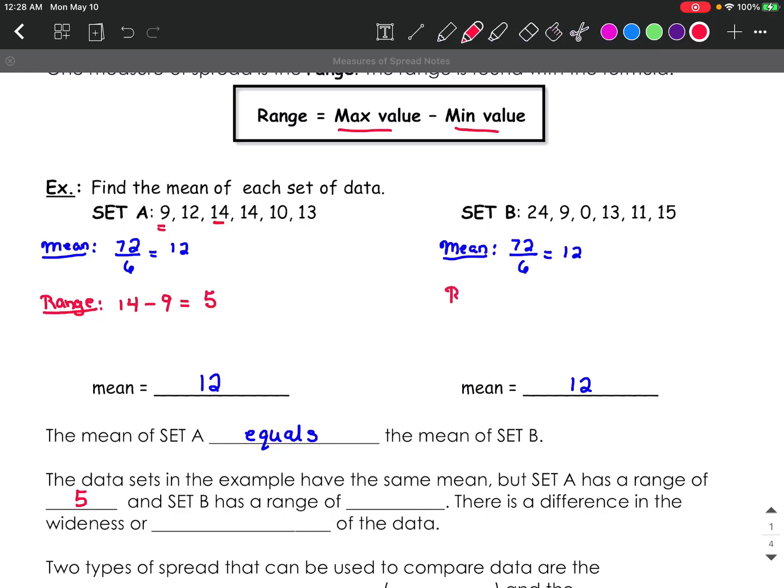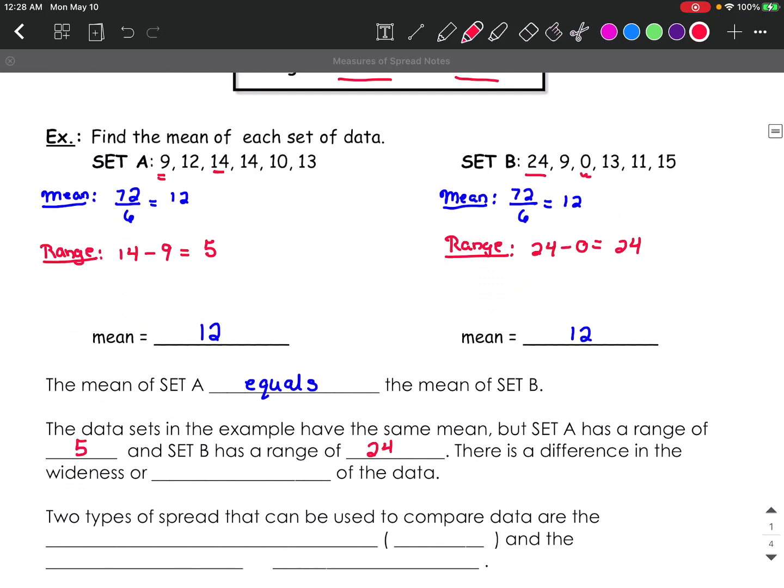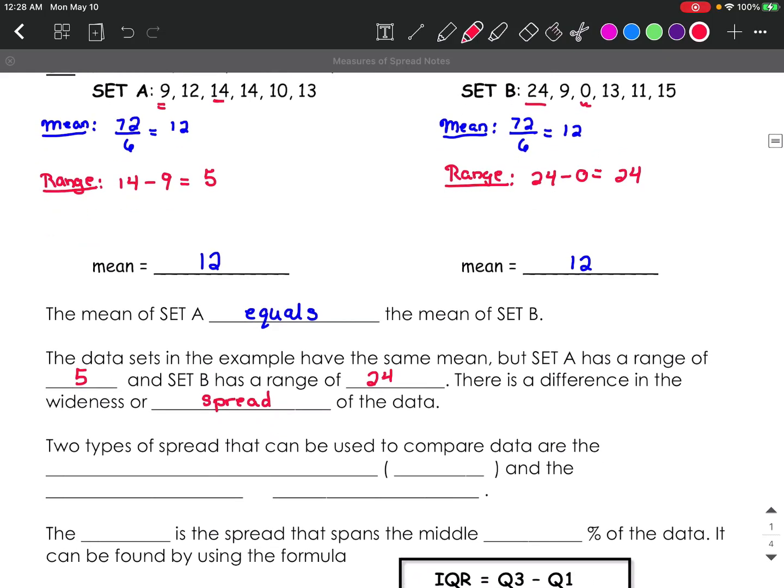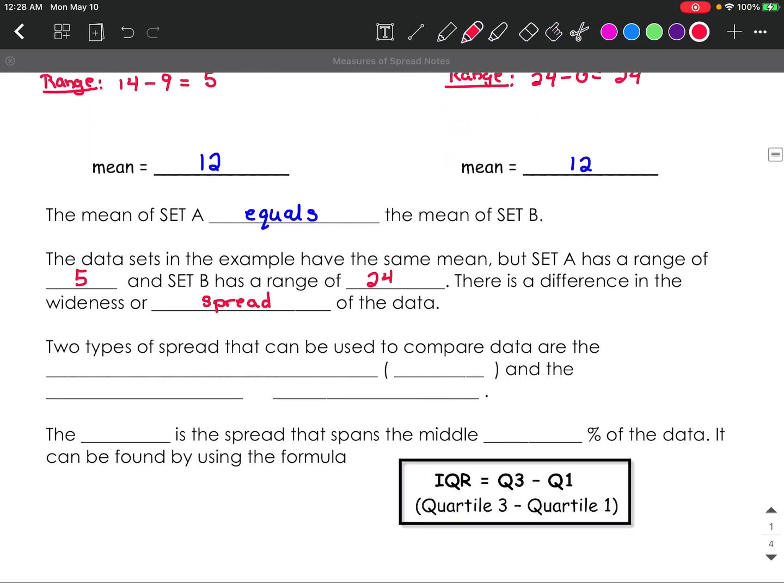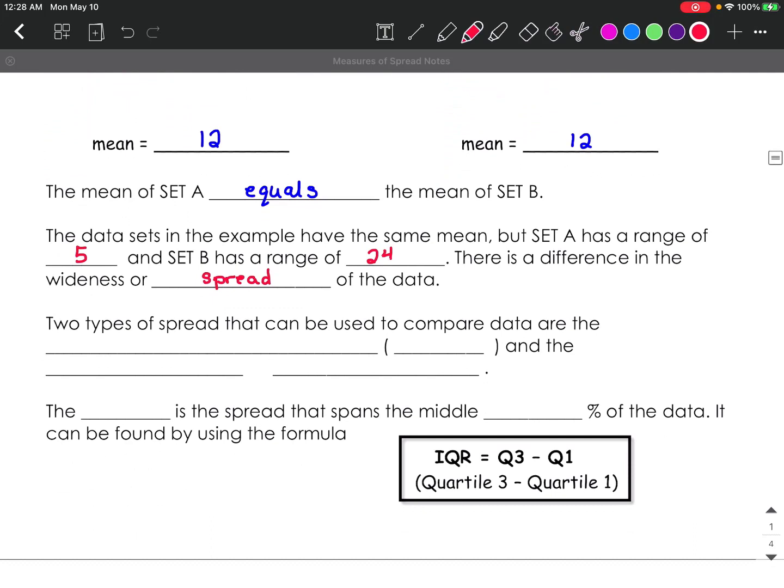Let's look at the range on set B. The range on set B, the biggest number is 24. And the smallest number is 0. This set has a range of 24. That's a big difference. That means that there's a difference in the wideness or the spread of the data. Okay, it's much more spread out in the second set. It's not as consistent.